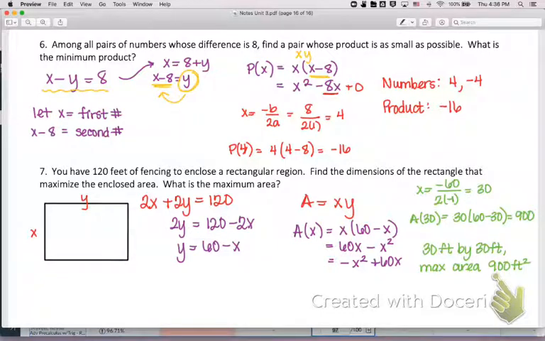So that's just a couple applications of quadratics, and that'll get you done for today.